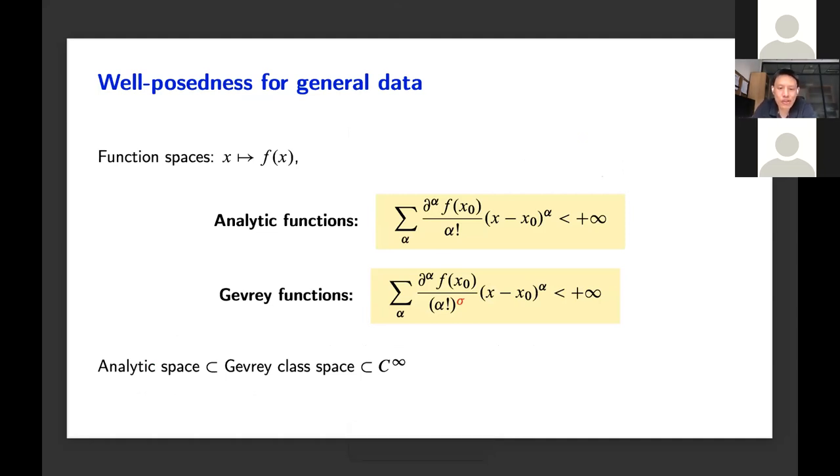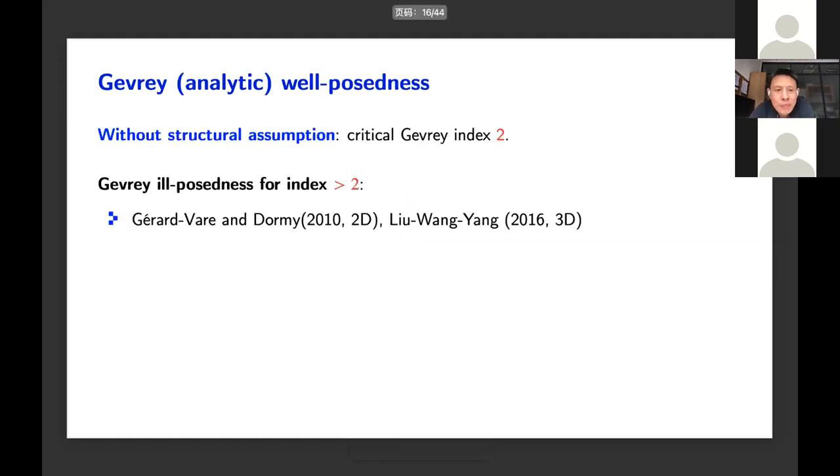First, I give a definition of the Gevrey function space. Given a function f of x, we say f is analytic if its Taylor expansion converges. For Gevrey, we just adjust the definition. That means the Taylor-type expansion converges, but here the power of the factorial is sigma rather than one. If sigma is one, it's just an analytic function. Here sigma is usually bigger than one. If this series converges, we say that this function f is of a Gevrey class. So the Gevrey class is some kind of intermediate space between the analytic space and the infinitely smooth space. So this is for general data without any structure assumption.